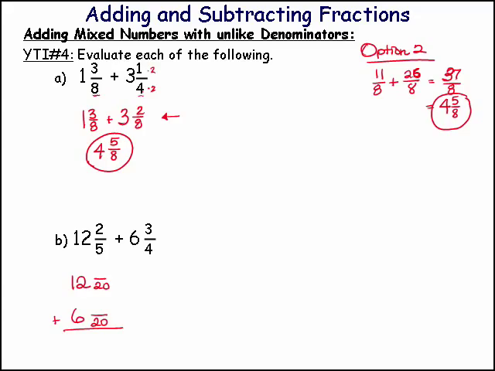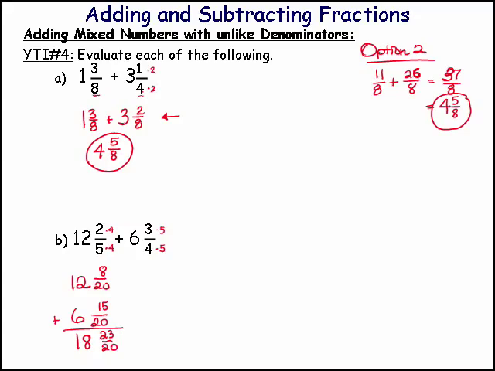What do you have to multiply 5 by to get 20? That'd be 4, so that gives you 8/20ths there. And what do you have to multiply here by? 5, so that gives you 15/20ths. So here we end up with 18 and 23 over 20.